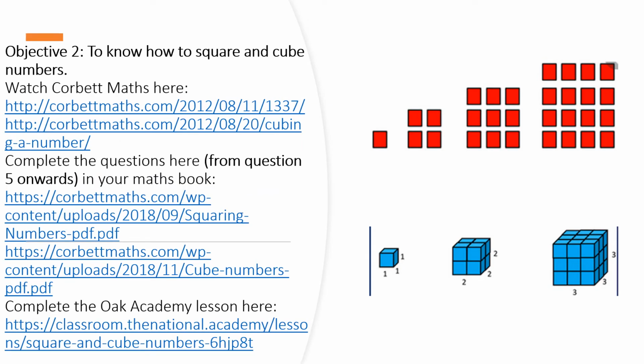Now, it's all very well and good being able to know your squares and cubes up to a certain number, but we also need you to be able to calculate your squares and cube numbers. So that's what Objective 2 is about. It's about going through and seeing how to work out square numbers, how to work out cube numbers, and completing the work associated with that.